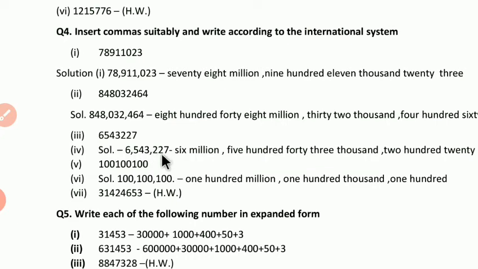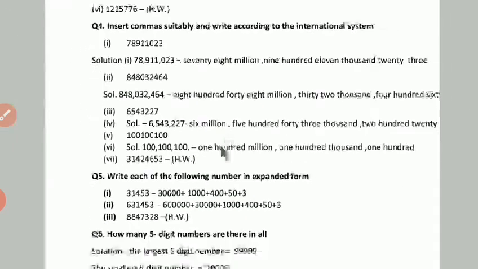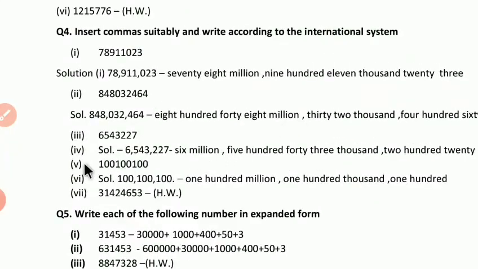Then third one, 6543227. Its solution is, again we have to place the commas after 3 digits from the right. So 1, 2, 3, 1, 2, 3, then the remaining digits. So we will see its places: ones, tens, hundreds, thousands, 10,000, 100,000, then million. So 6,543,227.